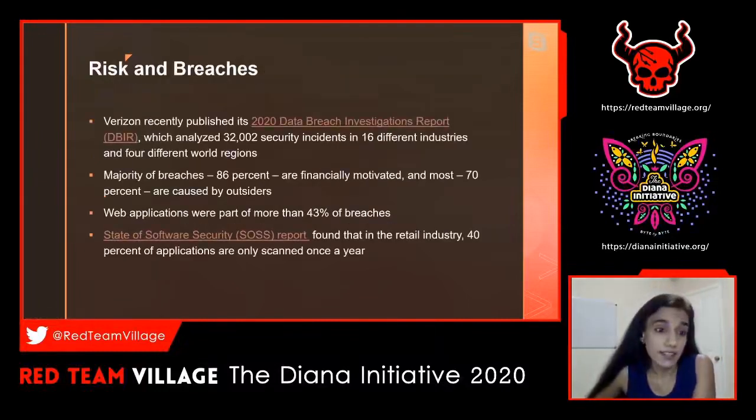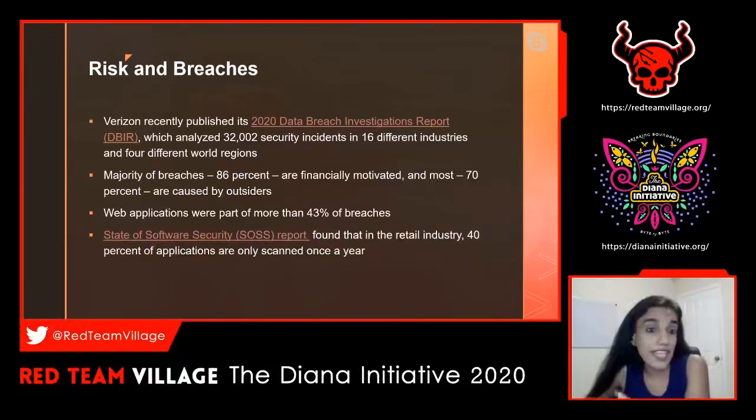Let's talk about some stats. Verizon recently published its 2020 Data Breach Investigations Report, the DBIR, which analyzed 32,000 security incidents in 16 different industries and 4 different world regions. The majority of these breaches, 86% of them, are financially motivated. More than 70% are caused by outsiders. And the most important, worth-noting fact is that applications were part of more than 43% of breaches, more than double the amount from last year.